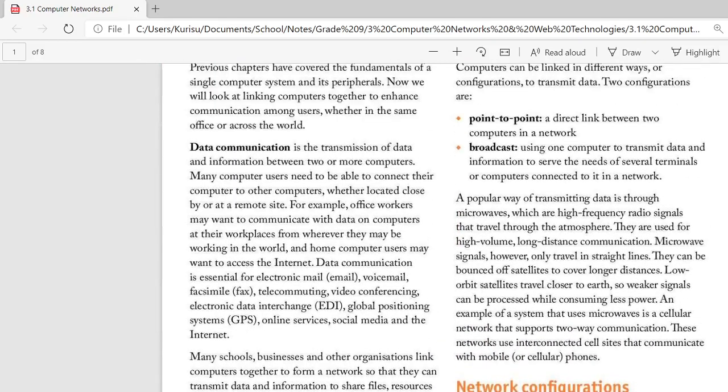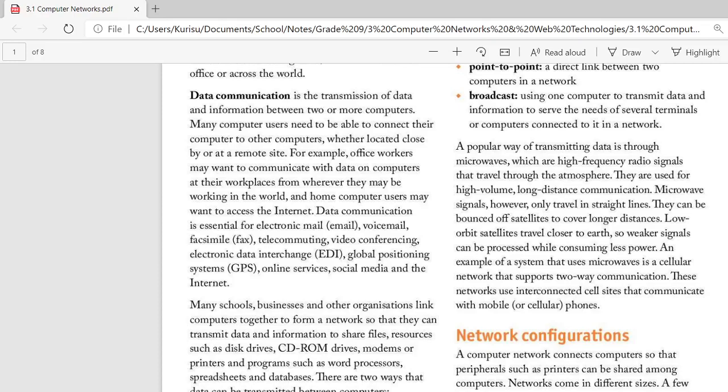Any questions on that before we move on to the configuration? No, sir.